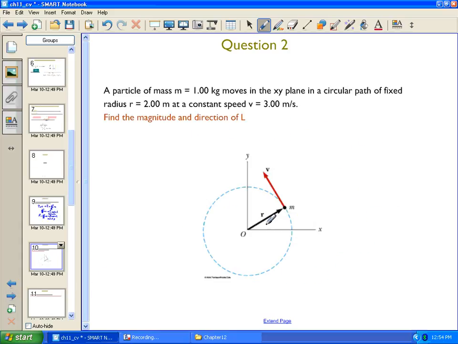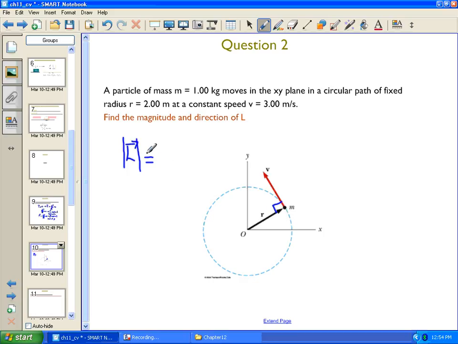A particle of 1 kilogram is moving in the xy plane in a circular path of fixed radius r. It has a constant speed, 3 meters per second, but of course the speed is constant, but the direction is not, because this particle is undergoing uniform circular motion. In any case, we're asked to determine the magnitude and direction of the angular momentum. So let's begin with the magnitude of the angular momentum.